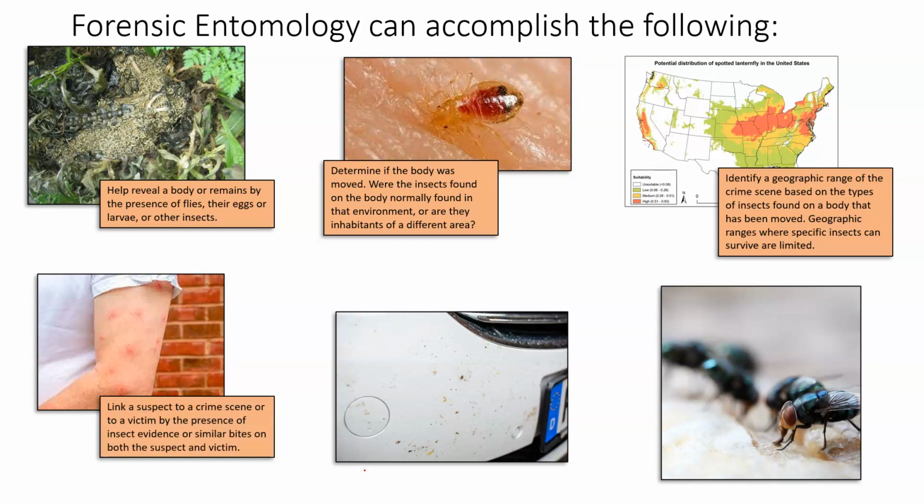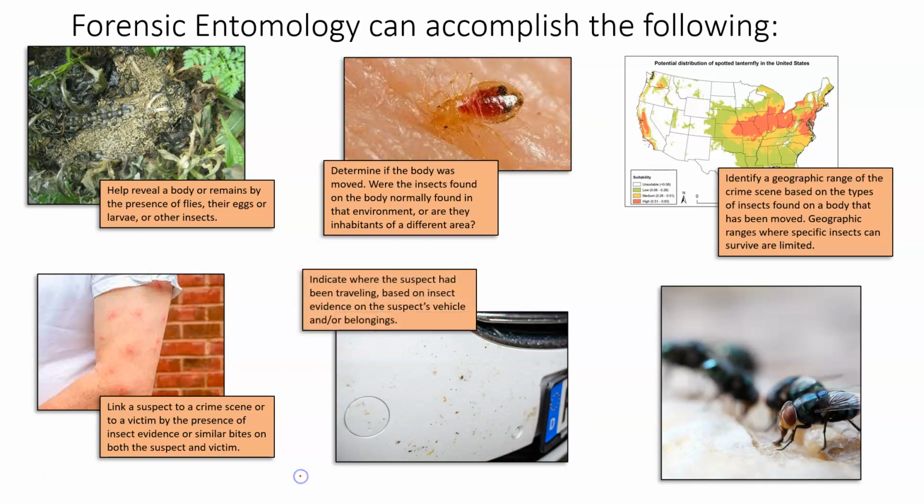Insect bites and insect activity can actually link a suspect to a particular crime scene or to a victim. If a body was discovered with insect bites and a suspect also has similar insect bites, and those bites are determined to be of the same age and from insects within the same geographic range, it can provide circumstantial evidence that ties a victim to a particular suspect.